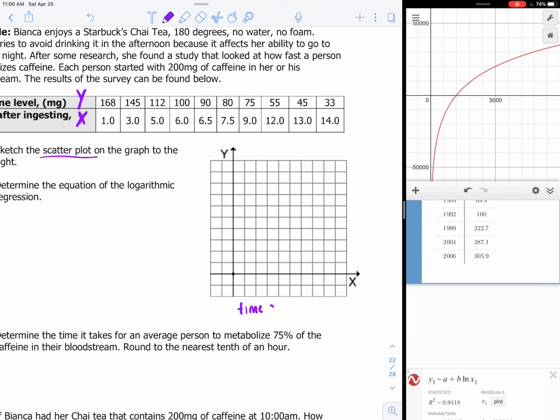So we're going to go ahead and write those variables on our axes. Time after ingesting, and our time is given to us in hours. And our caffeine level, and that's in milligrams. So we've labeled our axes. We have units, which is awesome. And then we also want to indicate a title here. A good title should tell us a little bit about what's going on here. So we might just say caffeine level over time, or versus time.